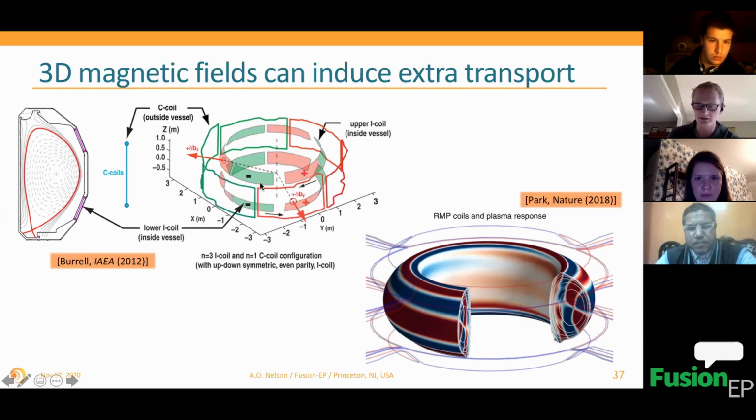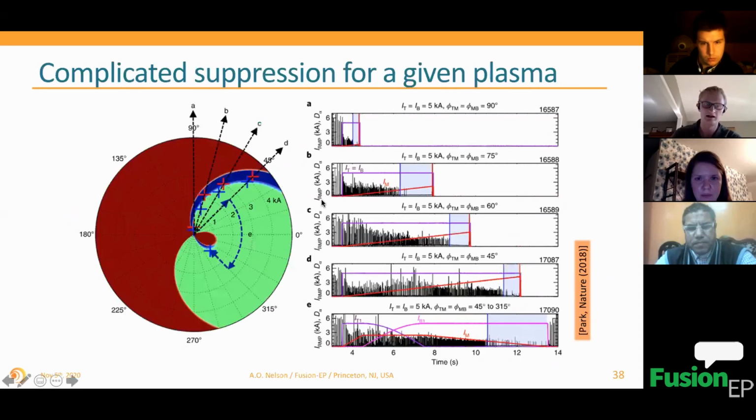And so by turning on these coils, you're actually able to produce non-axisymmetric magnetic fields, which have a non-axisymmetric response in your plasma. So in this case, we're looking at the plasma, and you can see that the plasma itself has a response that's non-axisymmetric. And because it's non-axisymmetric, it's actually inducing extra transport through your edge region. This can give complicated suppression windows.